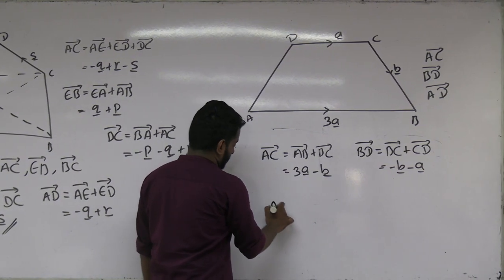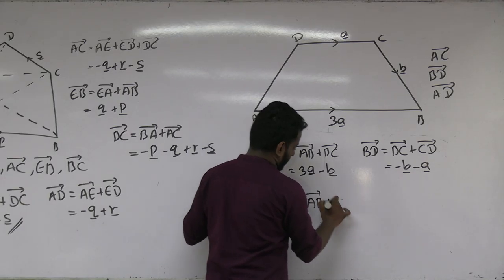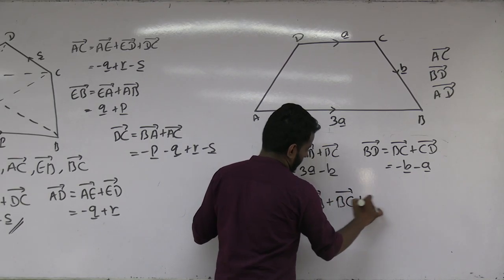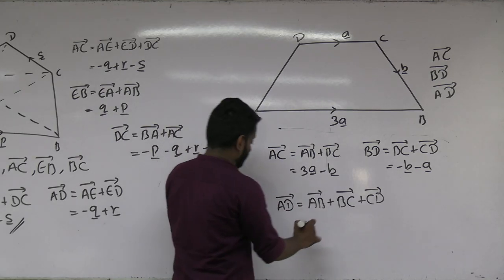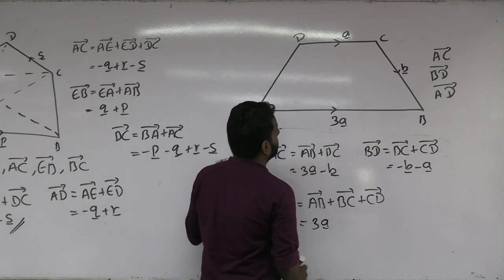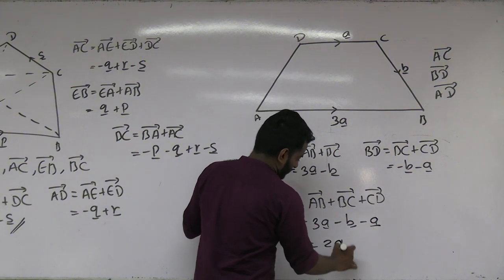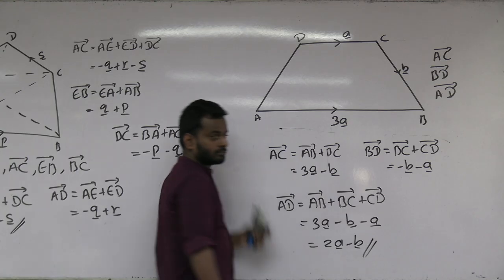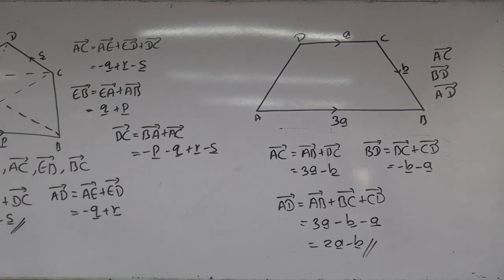And then AD. So AD equals AB plus BC plus CD. So here the AB is 3A and BC is minus B minus A. So the final answer should be 2A minus B. Is that the answer you get? 2A minus B. Right. Okay.